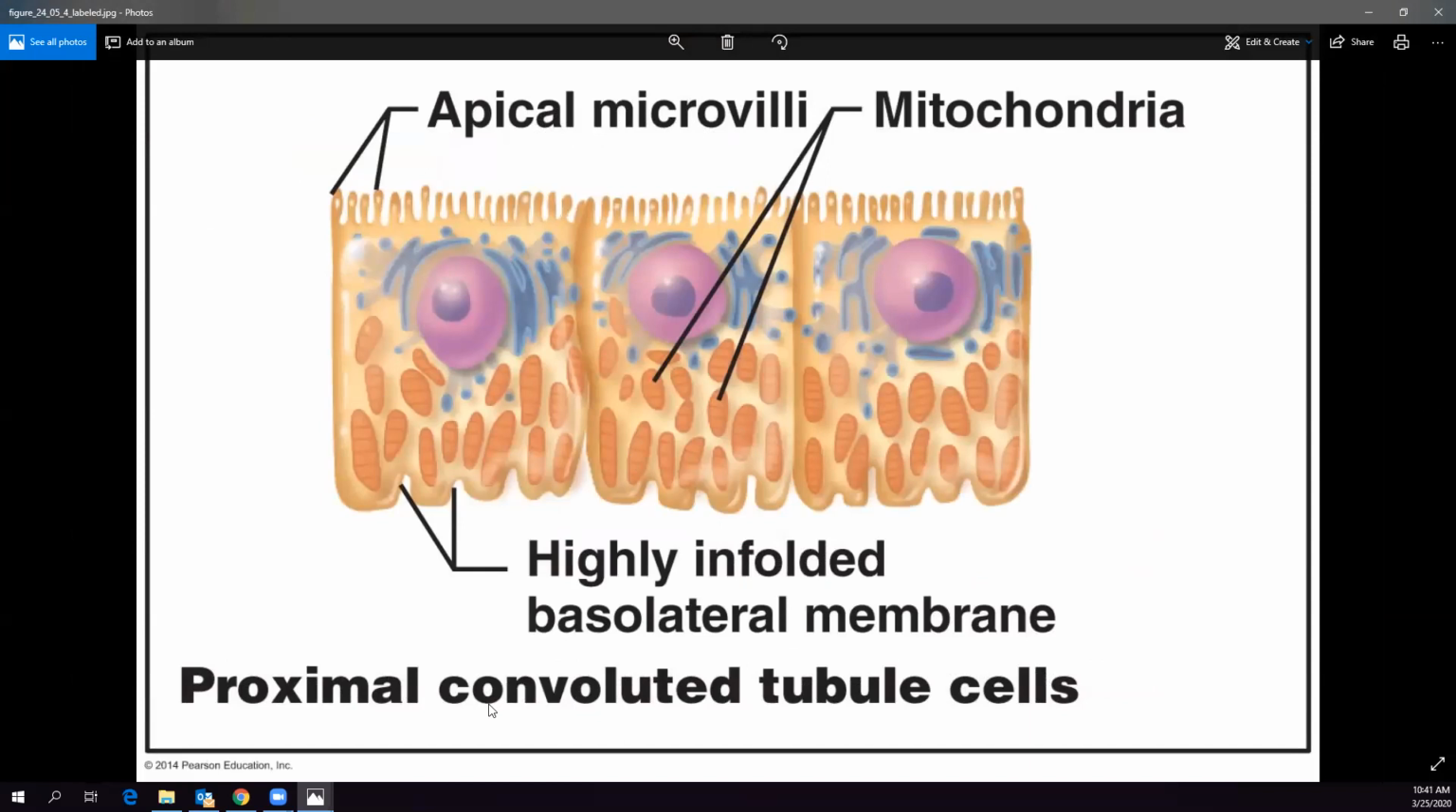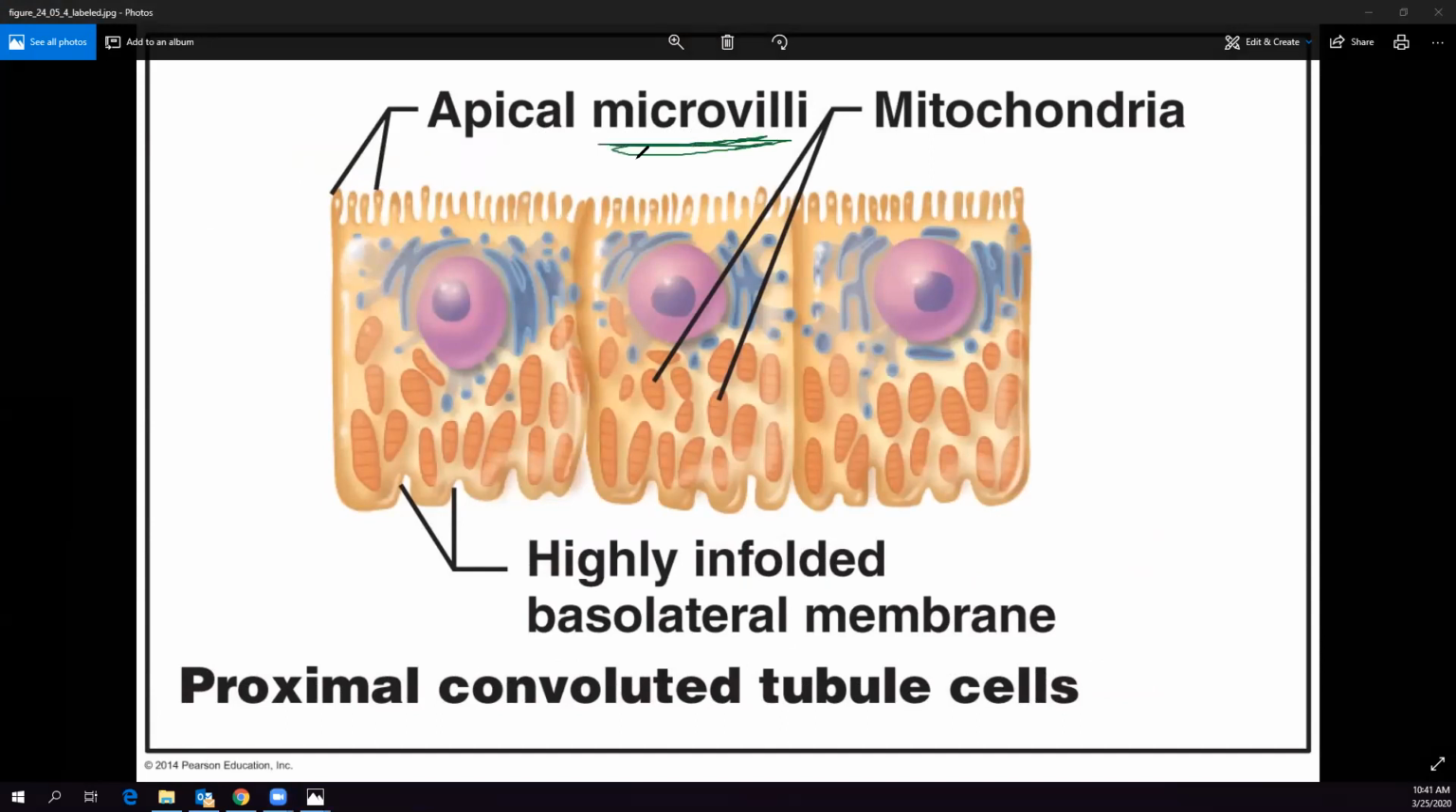Proximal convoluted tubules. Two things I want you to know, especially about proximal convoluted tubule cells. Lots of microvilli. And what are those microvilli for? Just like in the small intestine, they're for absorption. But this is reabsorption this time, because it was material that was in our bloodstream, and then we filtered it out, and now we're reabsorbing it.